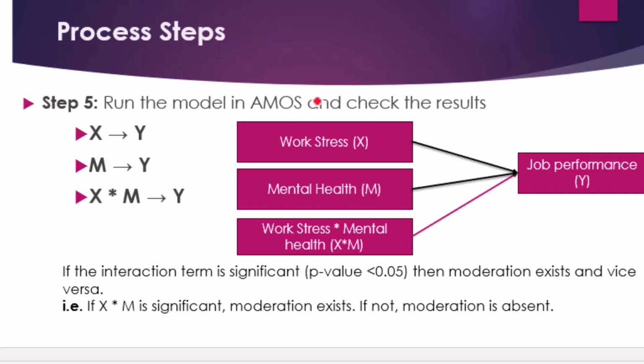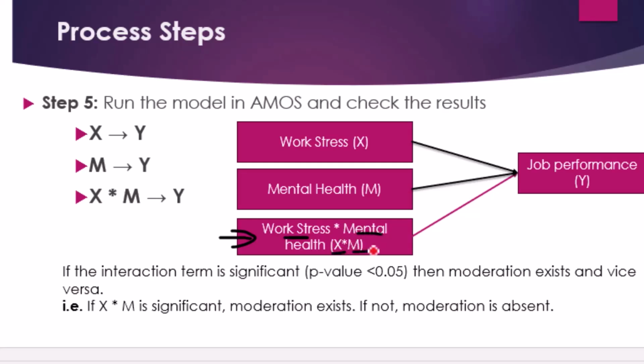Then we go to the last step, number 5, which means you run the model in AMOS and check the results. So we will have a model like this, whereby we have work stress, which is our independent variable. Then we have mental health, our moderator variable. Then we have the interaction term, which is the product of work stress and mental health, X multiplied by M.